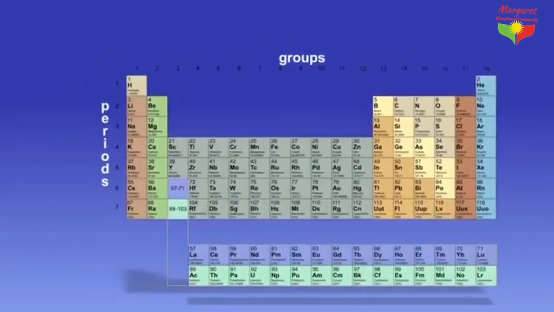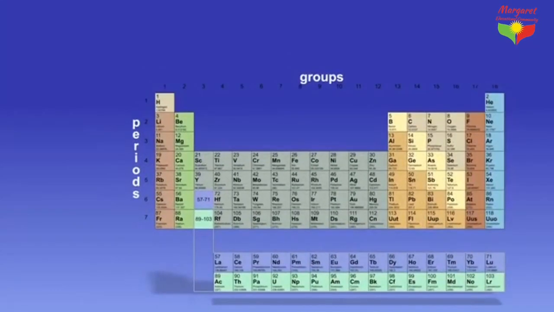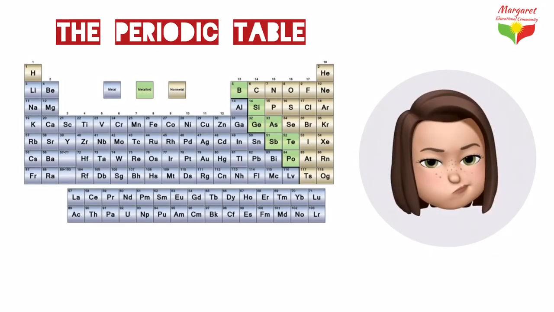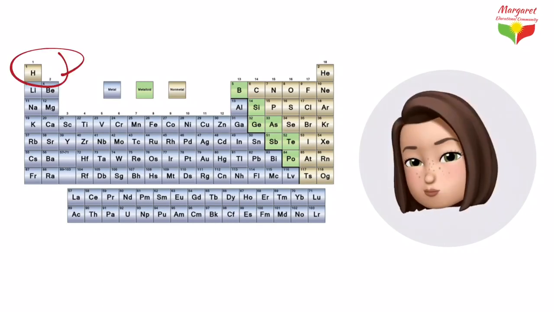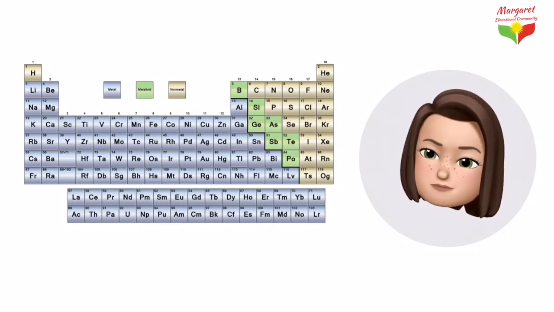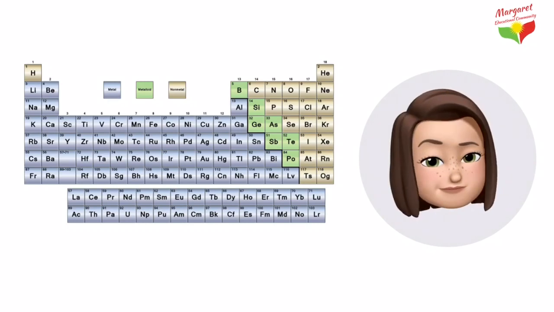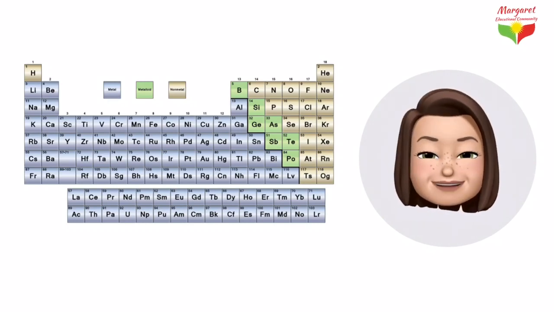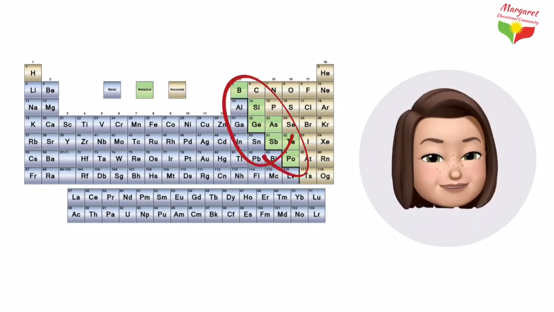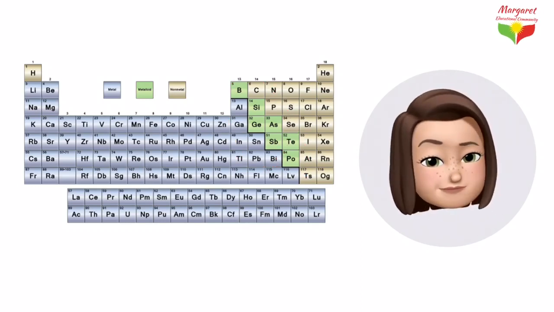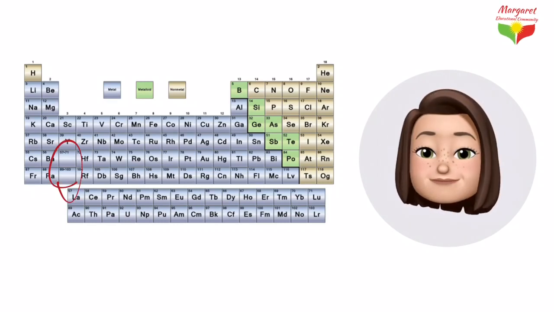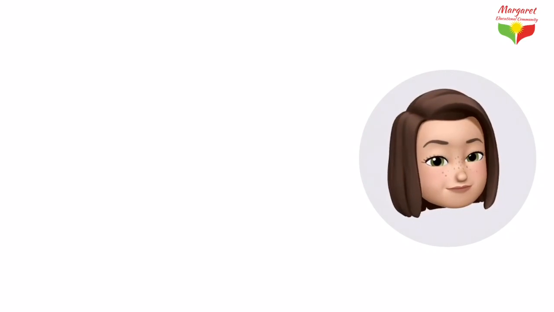All elements in a group, or in a column, have similar characteristics. All the elements on the left side of the periodic table are metals, except hydrogen. All the elements on the right side are nonmetals, and there are some elements that have the properties of both metals and nonmetals. These elements are called metalloids. There are empty spaces too. The spaces are for elements that had not yet been discovered.